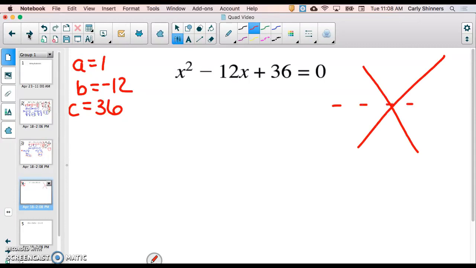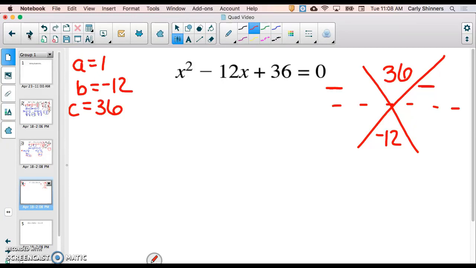So let's see what kind of pattern I have this time. Looks like I'm multiplying to a positive number again and adding to a negative. The only way to multiply to a positive but add to a negative is if I'm multiplying two negative things together and adding two negative things together. So I know that they're both going to be negative.